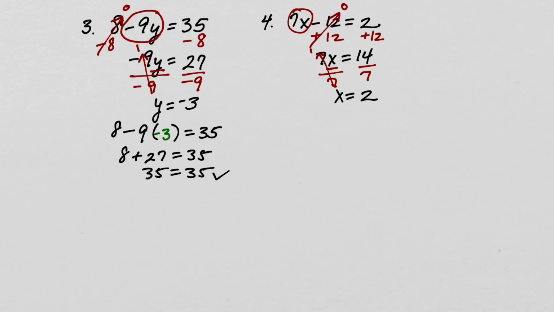And again, I'm not going to say it's the answer till I check. So 7 times some quantity minus 12 equals 2. In this case, we're saying that quantity should be 2. So 7 times 2 is 14, minus 12 equals 2. 14 minus 12 is 2, which is 2, and my answer checks out.